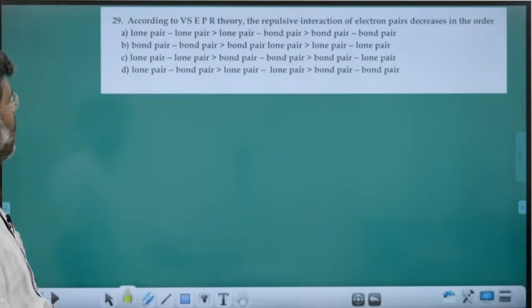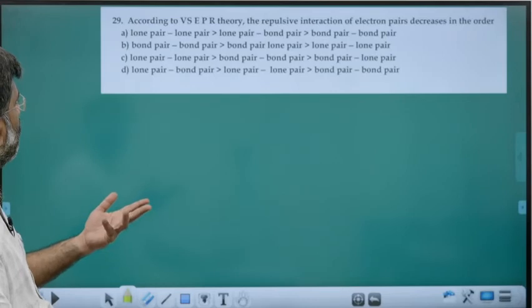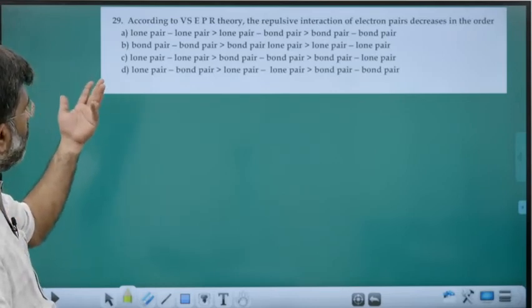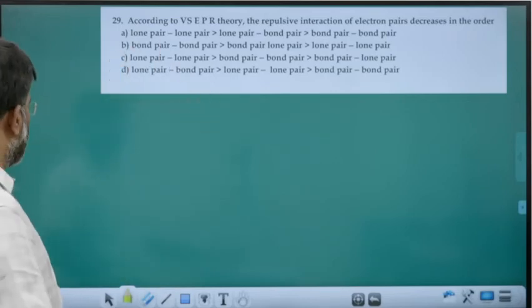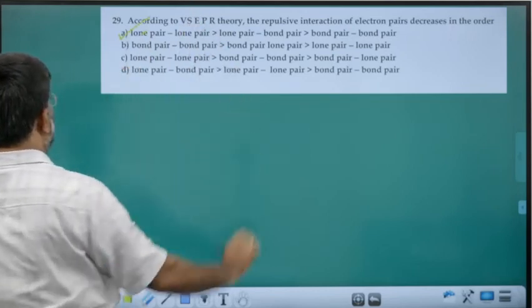The repulsive interaction in order. Very simple. Lone pair-lone pair interaction is maximum, then lone pair-bond pair, then bond pair-bond pair. Option A.